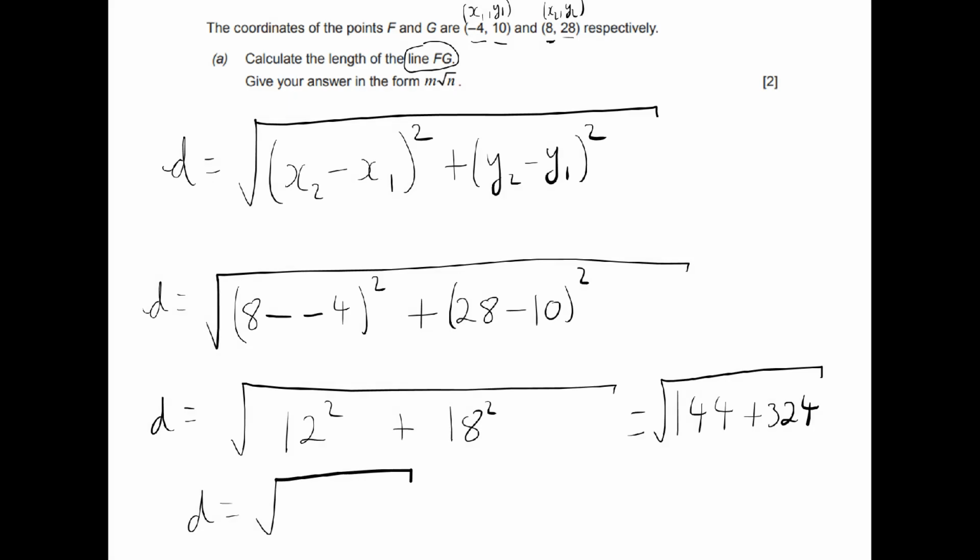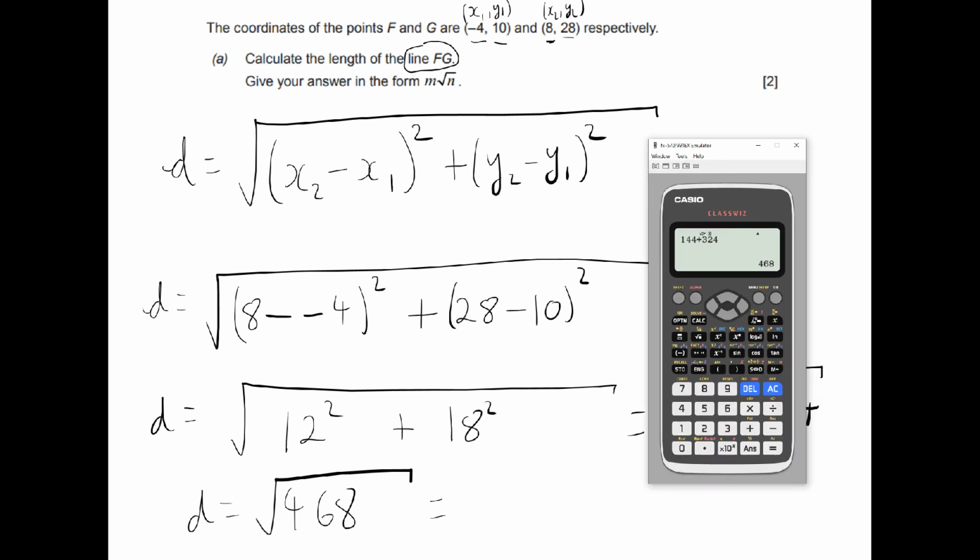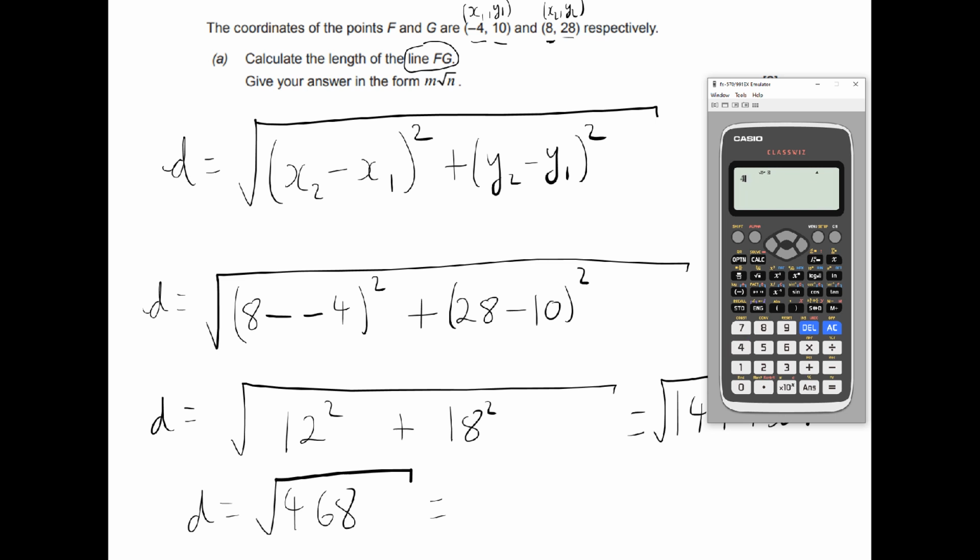So we'll get 468. Now, at this point, you'd probably just want to use a calculator, but because the question has asked us to leave it in the form m root n, we can probably divide 468 by a square number. So I could try and divide it by 16. So I'll just get my calculator here, see if that works. Okay, that does not work. So 64 probably isn't going to work, no.